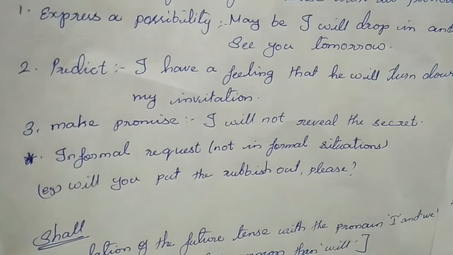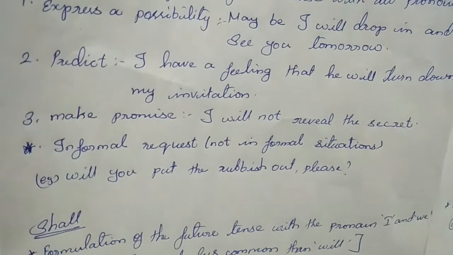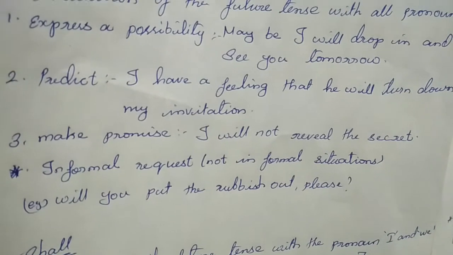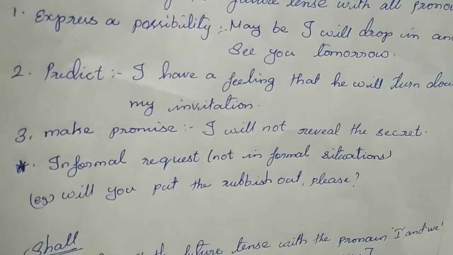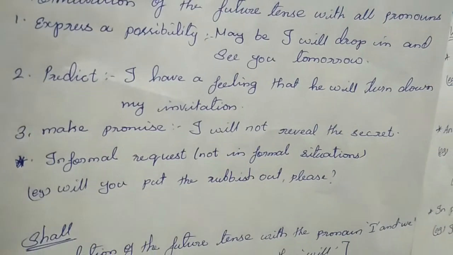And we have another usage also: making a promise. I will not reveal the secret. So you can see the differences, children. Expressing a possibility is a kind of prediction. To express a prediction, we can use will. And to make a promise also, we can use will.